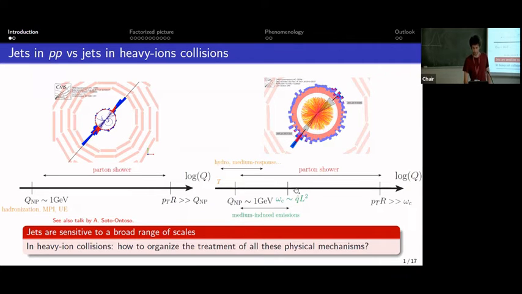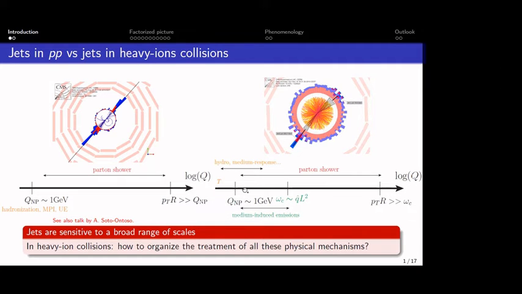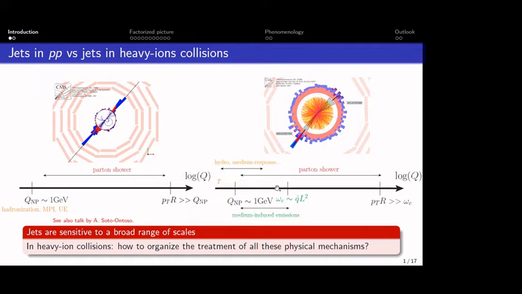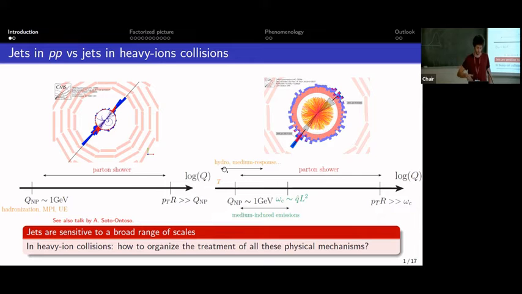So in particular, at some point between this hard scale and the non-perturbative scale, the jet will encounter a semi-hard scale related to the quenching parameter and the system size, and also, in the infrared regime, some other scale like the temperature, where the hydrodynamical evolution also needs to be included. So in general, jets are sensitive to a broad range of scales, and the question in heavy-ion is to try to understand how to organize all the physical mechanisms that the jet will encounter while evolving in this dense background.